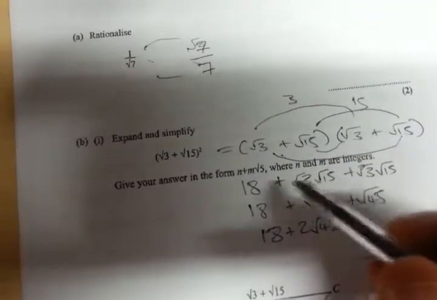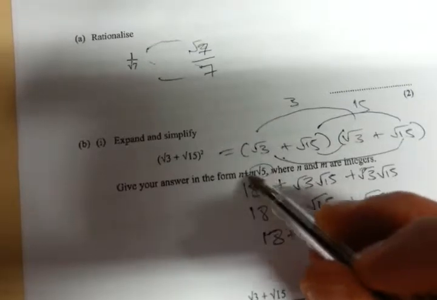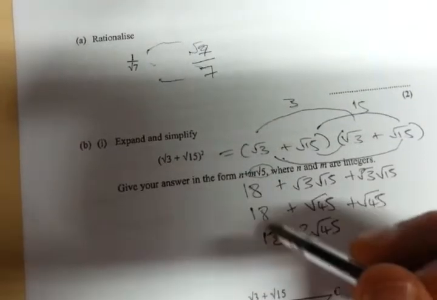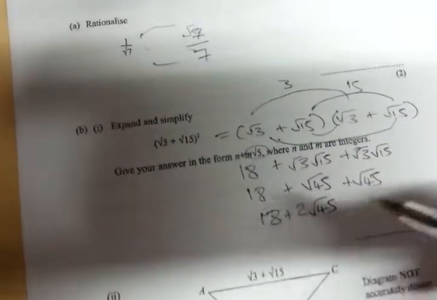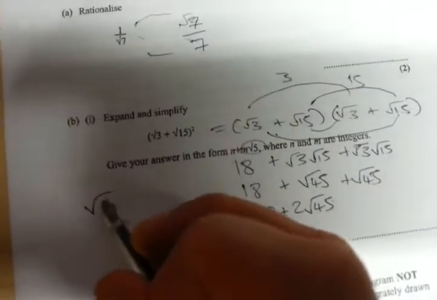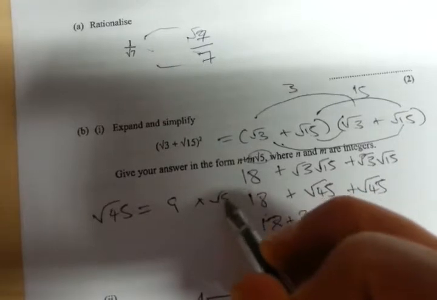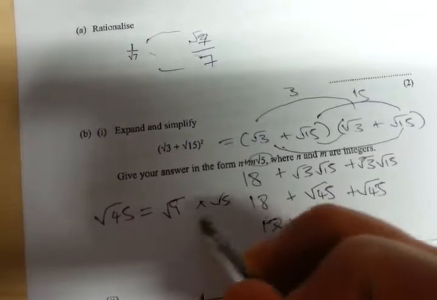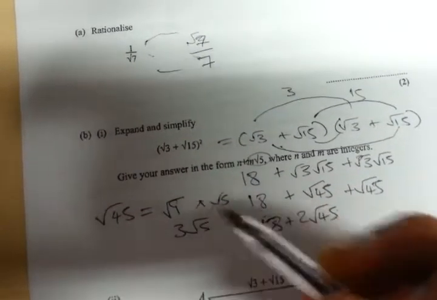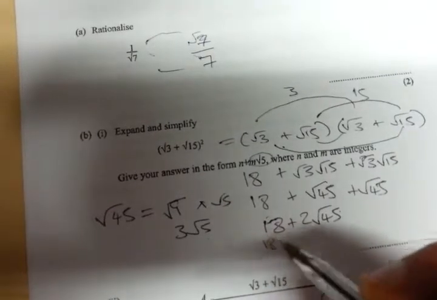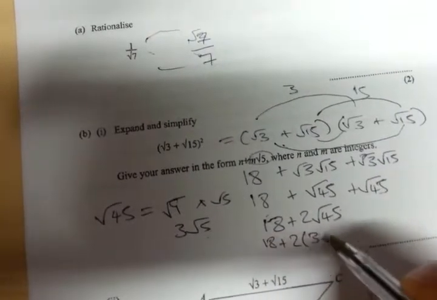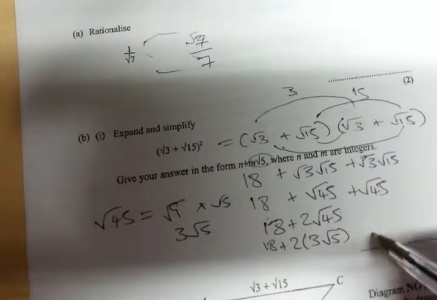We're not quite done. We need it to be in the form m root 5. We've got the n, that's 18, the number by itself. We need this to be n root 5. And for that we need to split root 45 up. Root 45 is the same as 9 times 5. Root 9 times root 5. And root 9 is 3. So if you have two lots of 3 root 5, that's 6 root 5.